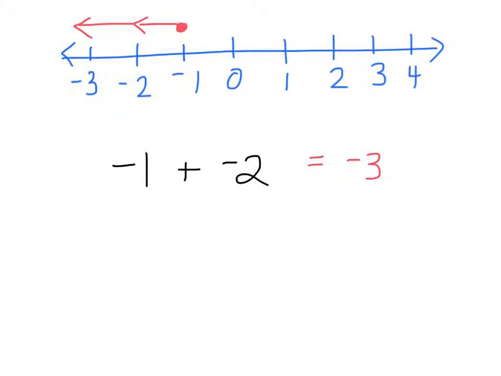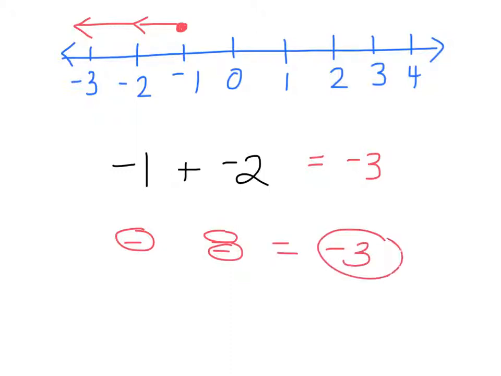Another way to think about it is with our integer chips that we did last year. So think about I have 1 negative and then 2 more negatives. How many total negatives is it? 1, 2, 3. So my answer is -3.